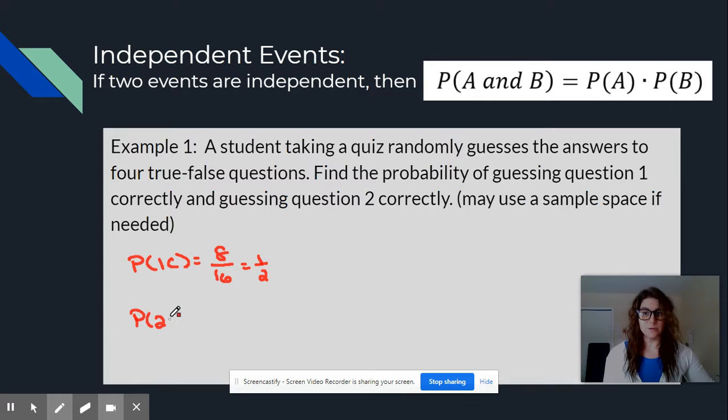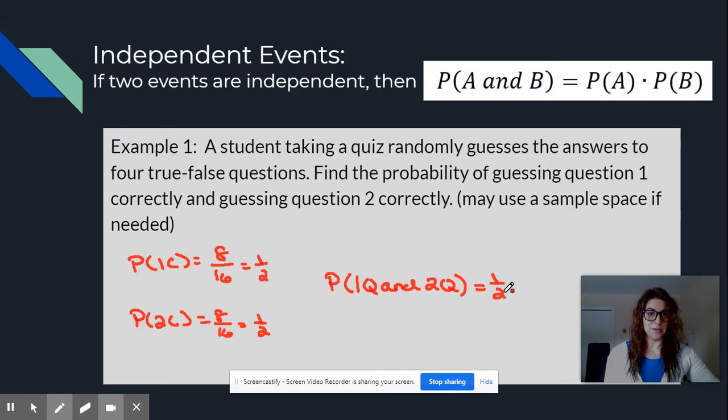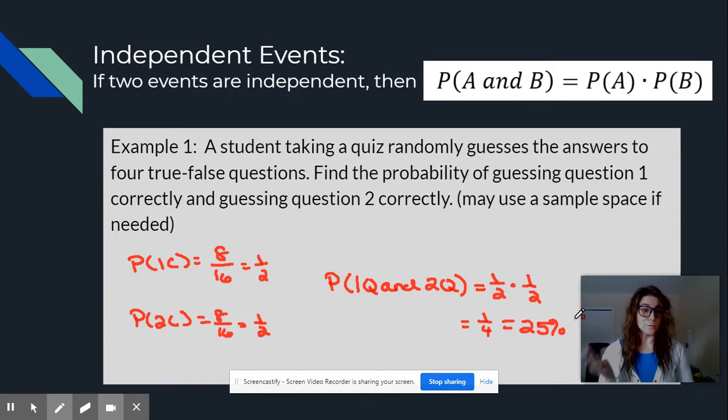The probability of 2 correct was also 8 out of 16, or 1/2. So the probability of getting question 1 correct and question 2 correct is 1/2 times 1/2, or 1/4, or 25%. Okay, so that is the probability of getting the first two questions correct. And again, we could go back and even look at the sample space and see how many times that happened, and if it does justify being 25%.